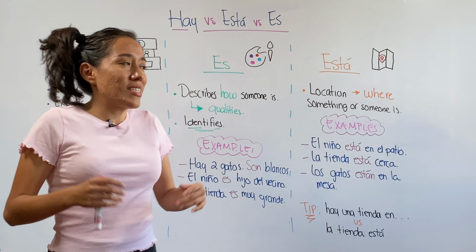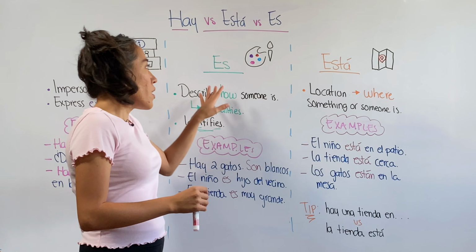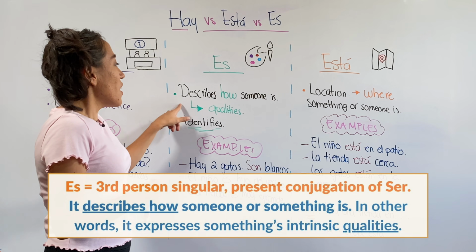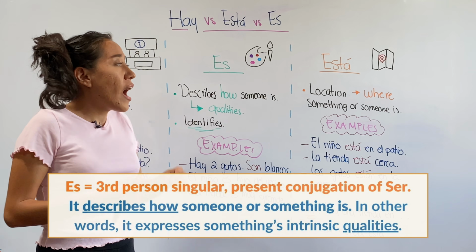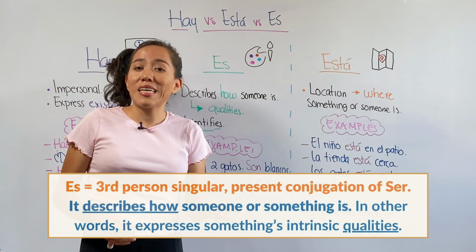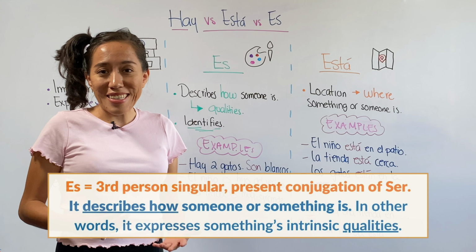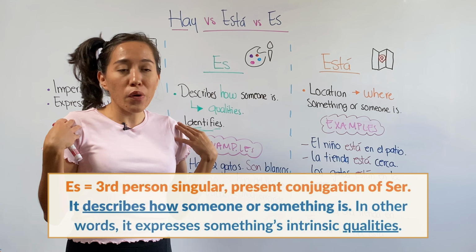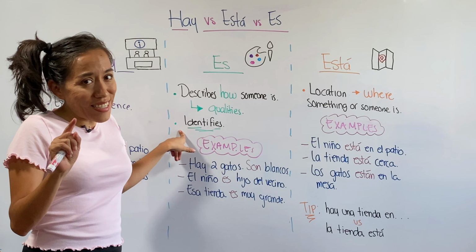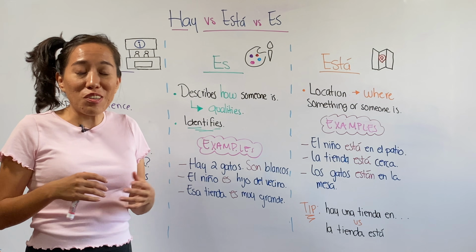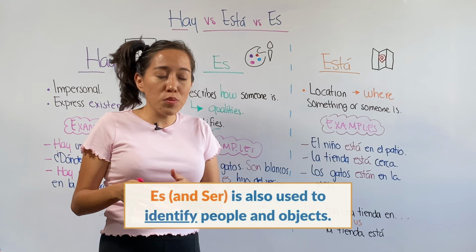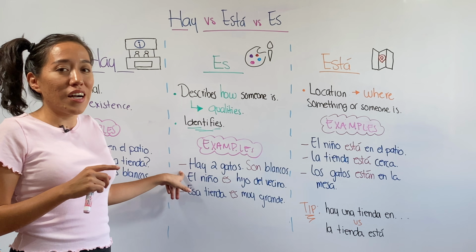What about es, the other to-be word? Well, this to-be word, es, comes from the verb ser, and is used to describe how someone or something is. So these qualities are intrinsic qualities, things that you're born with. You can also use es or any other of the conjugations of ser to identify people or objects. Let me give you an example.